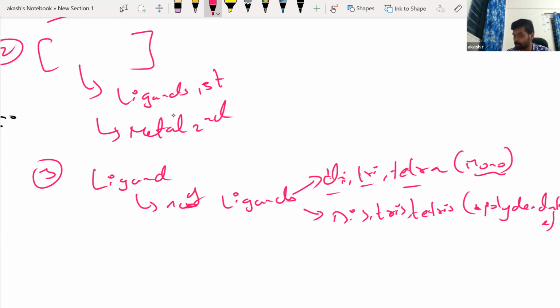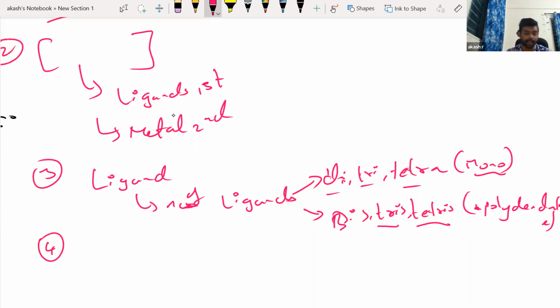So if you don't have a monodentate ligand, but you have a didentate or tridentate or any other polydentate ligand, you will use bis, tris, tetrakis. That is how you will mention the number of ligands. You'll see more examples, don't worry, I'm just giving you the rules.